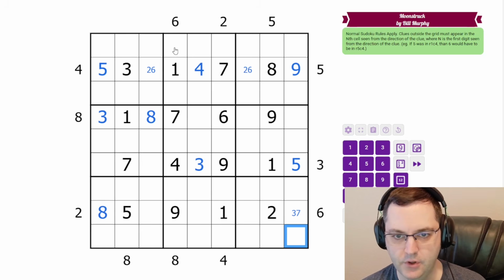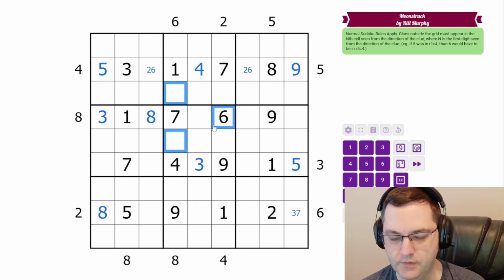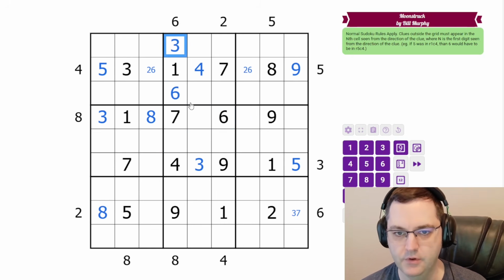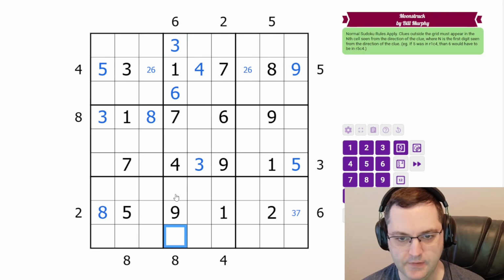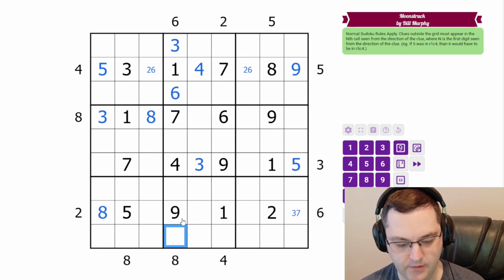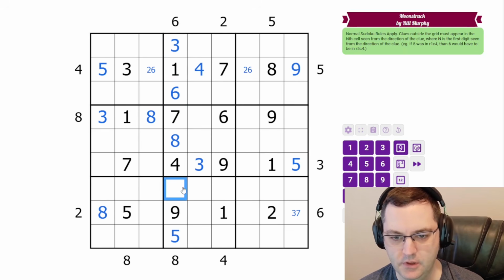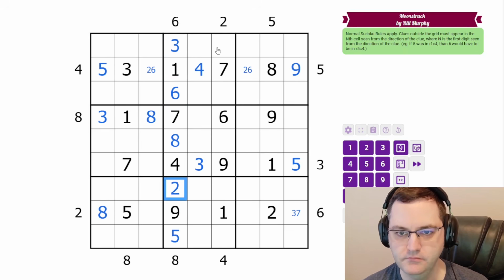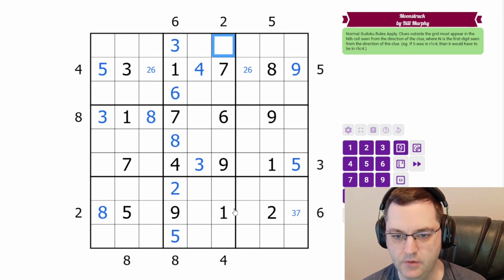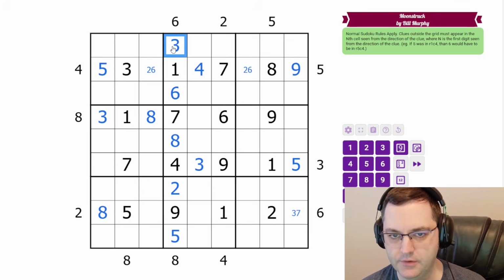Alright, let's look vertically. 6 here could go in the 3rd or 5th, but there's a 6 in the box, so it must go in the 3rd. 8 now can only go in the 5th, because we have the other odd digits. That makes that a 2. Alright, 2 can't go in the 1st, 7th, or 9th, so it goes in one of these. But it can't go in the 3rd because of this 3 here. It must go in the 5th. The 4 now must go in the 3rd.